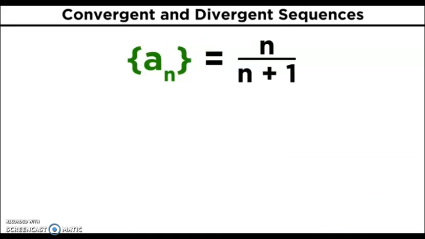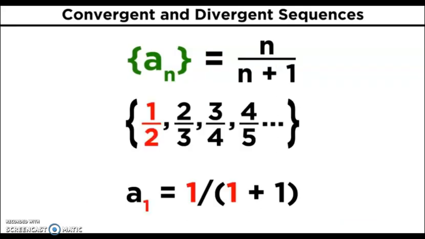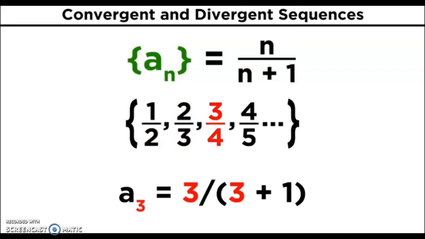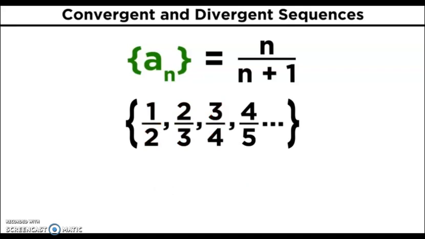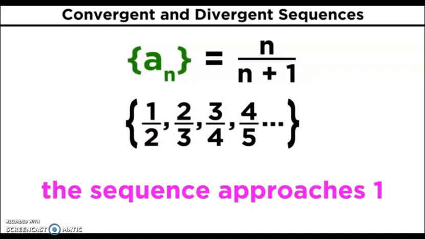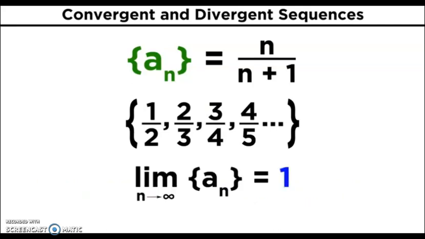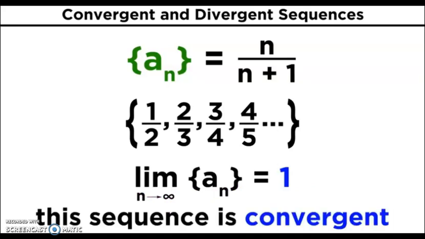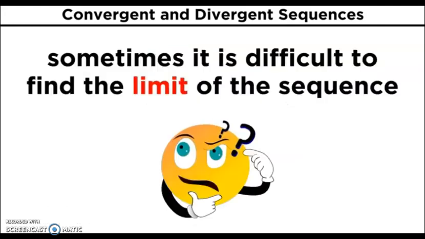Then let's look at something like a sub n equals n over n plus 1. This will give us 1/2, 2/3, 3/4, and so forth. We can pretty quickly see that this sequence will approach 1 but never quite get there. So the limit of the sequence as n approaches infinity is 1. Because the limit exists as a finite number, we would call this sequence convergent.